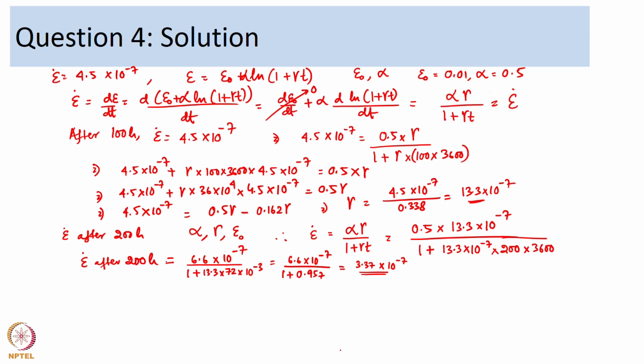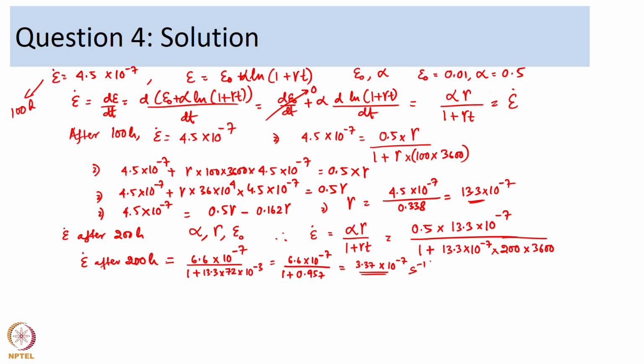So, if you observe, the strain rate of deformation after 100 hours was 4.5 into 10 to the minus 7 and the strain rate of deformation after 200 hours is 3.37 into 10 to the power minus 7 per second. So, the strain rate is decreasing and that is what you expect in a material that is exhibiting logarithmic creep or experiencing exhaustion creep. So, the strain rate of deformation is 3.37 into 10 to the minus 7.